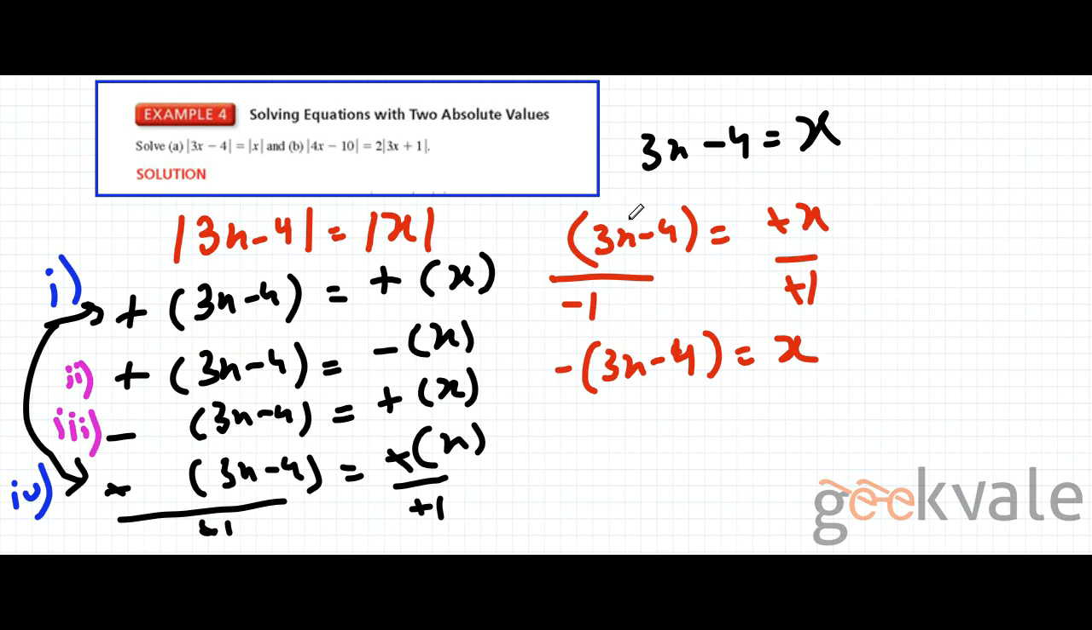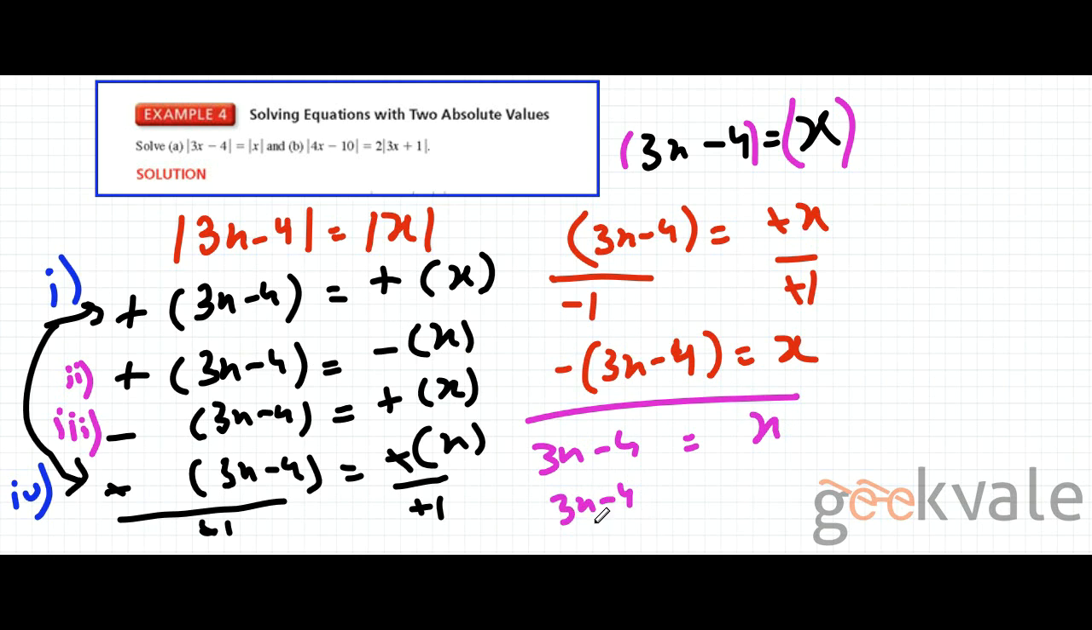That means the two possible scenarios for double absolutes are one with both positives and one with either of them negative. That is 3x take away 4 equals x, as it is, and 3x take away 4 equals minus x, or you can use minus of 3x minus 4 equals x. That clears the confusion about getting four answers.